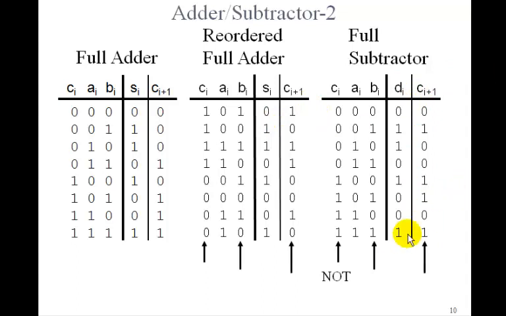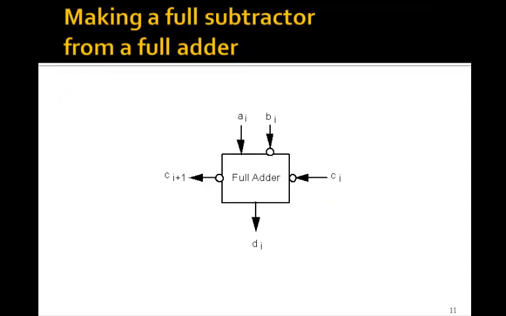So the CI of the full subtractor is just the not of the CN for a full adder. The B is just the not of the BN for the full adder. And the C out is just the not of the C out. What does this mean? Well, it means that we can make a full subtractor from a full adder if we just remember to put bubbles here. So if I have a bubble here, that knots the B, a bubble here knots the C in, a bubble here knots the C out, the D's the same, the A's the same. So here is clearly a full subtractor made from a full adder.